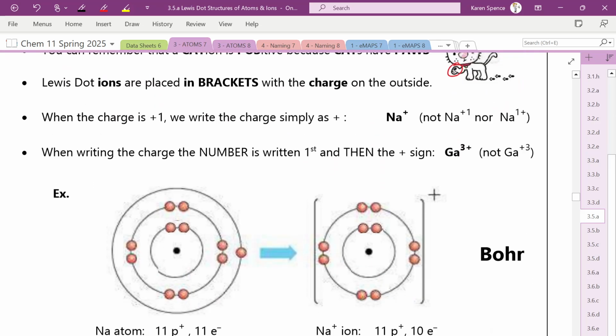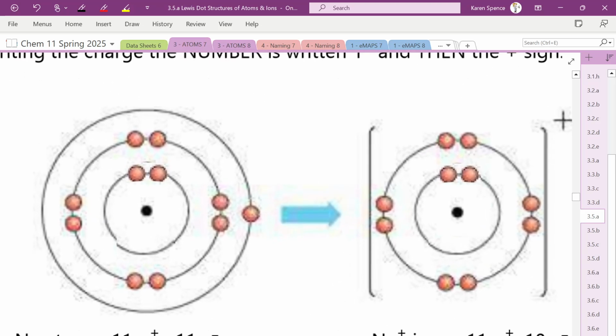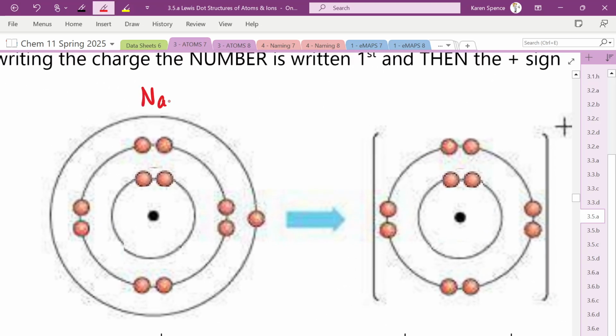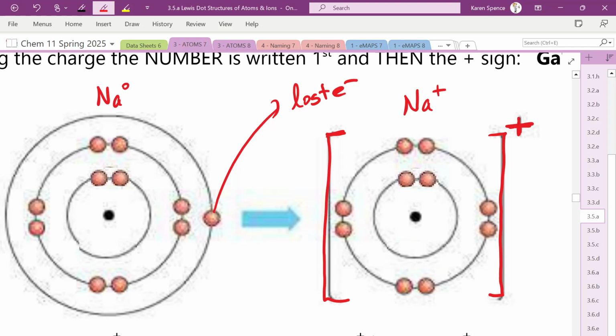All right. Now, when we drew Bohr models, let's say we were drawing a Bohr model for sodium, it looked like this. That's Na with a 0 charge. When it lost an electron, it became Na plus. We are going to do a similar process for drawing Lewis structures of ions. Don't forget, what else did we have to put on here? Brackets and the charge.